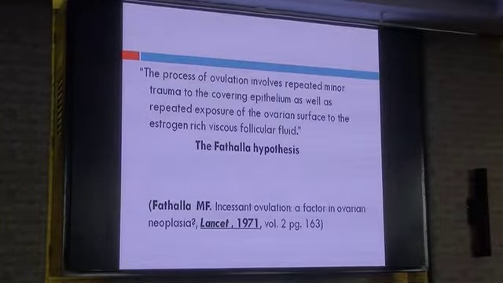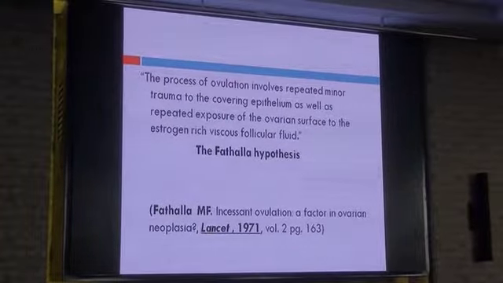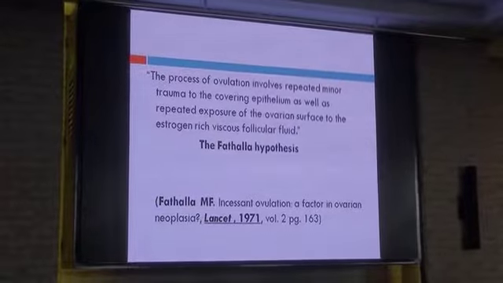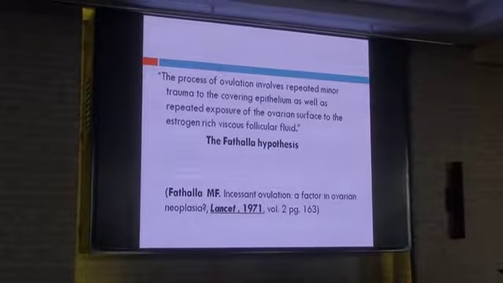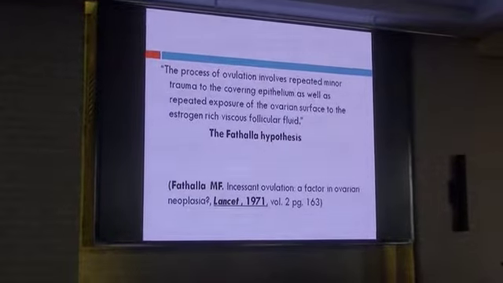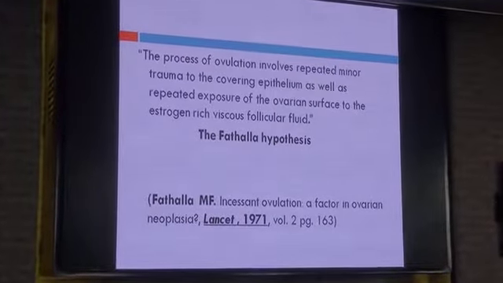And I come, proudly, to our great Professor Mahmoud Fathallah and his Fathallah hypothesis, in his phenomenal paper published in The Lancet in 1971, a very prestigious paper, which carried the name incessant ovulation, a factor in ovarian neoplasia. Yes, it's not the same case, but I can quote his words: the process of ovulation involves repeated minor trauma to the covering epithelium, as well as repeated exposure of the ovarian surface to the estrogen-rich viscous follicular fluid.